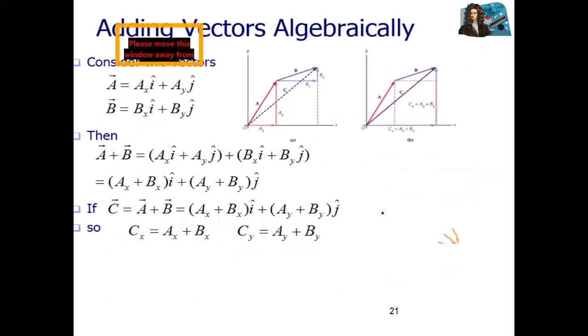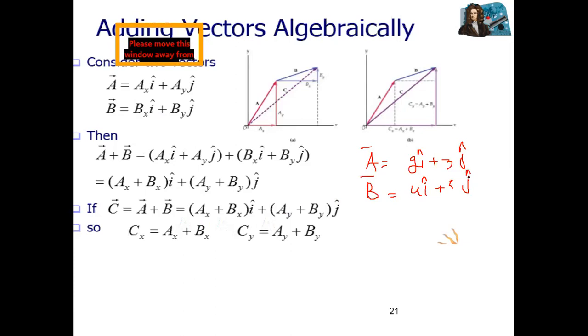Okay, this is not the last topic, just give me 4-5 more minutes. So we have addition of vectors algebraically. So how can we add? It's very easy. If you are given a vector, a is equal to 2i plus 3j. We have another vector b. So b is equal to 4i plus 5j.